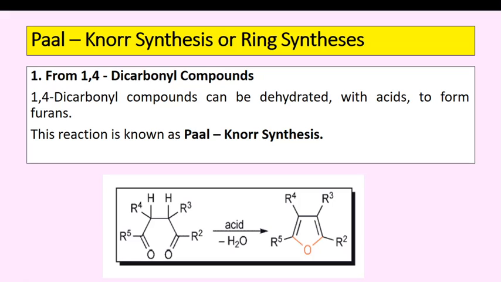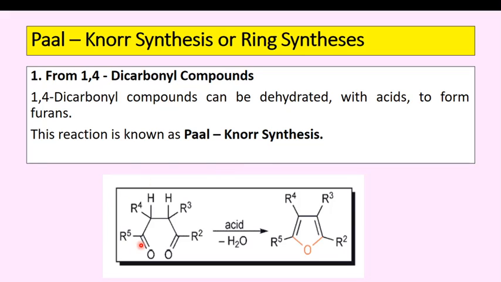Now we are going to see the Paal-Knorr synthesis. This Paal-Knorr synthesis is also known as a ring synthesis from 1,4-dicarbonyl compounds with acid to form furan. This reaction is known as the ring synthesis reaction as well as Paal-Knorr synthesis.